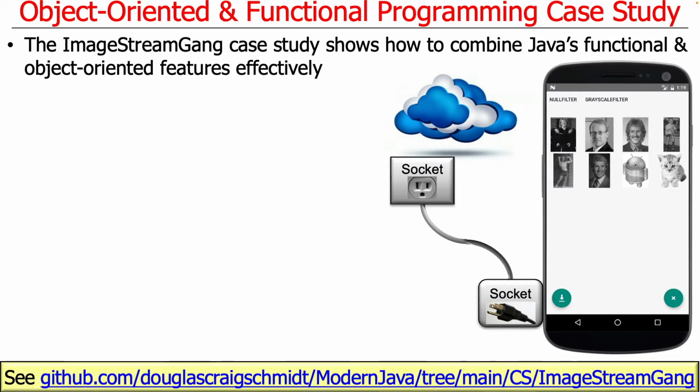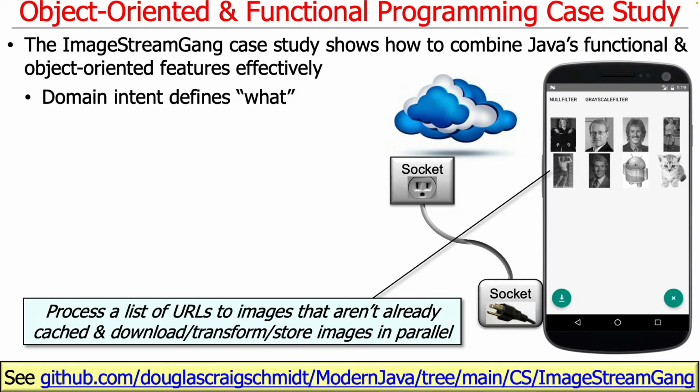The ImageStreamGang case study, which is available at the link at the bottom of the slide, shows how to combine Java's functional and object-oriented features effectively. In the context of this case study, the domain intent defines the what, which in this case involves processing a list of URLs to images that aren't already cached, and then downloading, transforming, and storing the non-cached images in parallel.